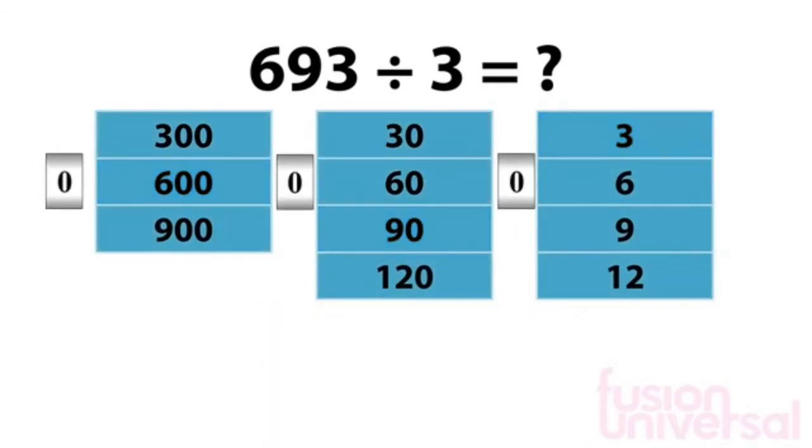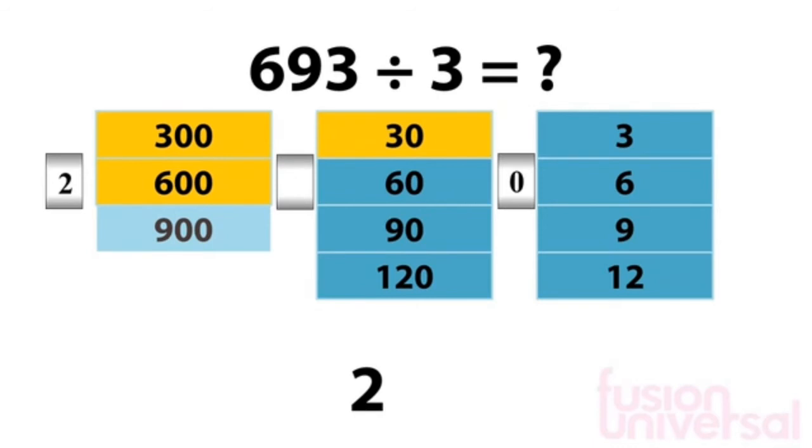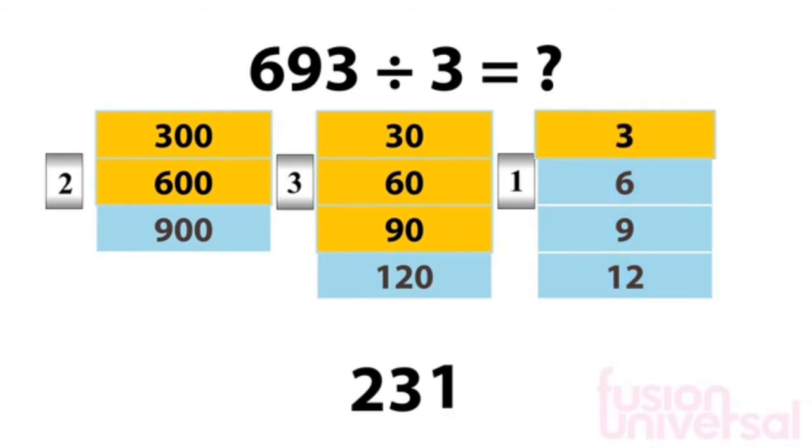We can use this process to work out the answer. We can count down each place value to build up our answer. We count down 2 to get to 600. We count down 3 to get to 90. And we count down 1 to get to 3. Putting these numbers together, we get our answer, 231.